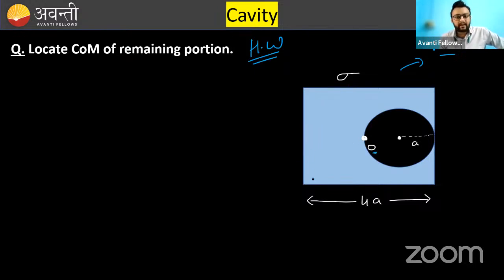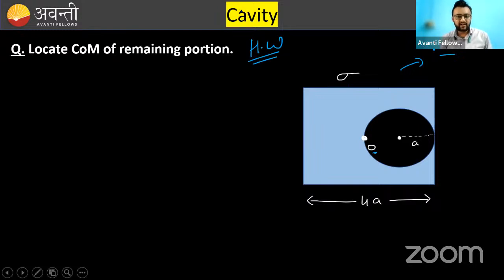This is the origin. Now, tell me one thing. Is this diagram symmetrical about the x-axis or the y-axis? Just answer me this one. Answer quick.